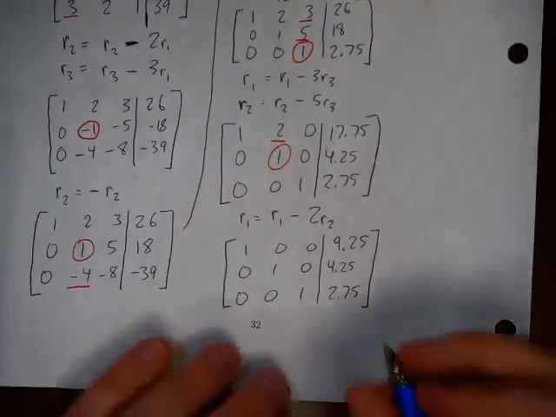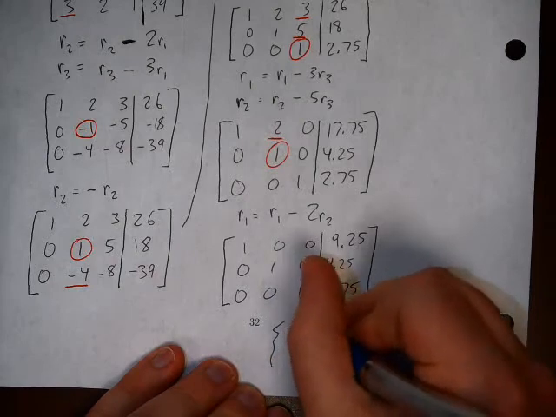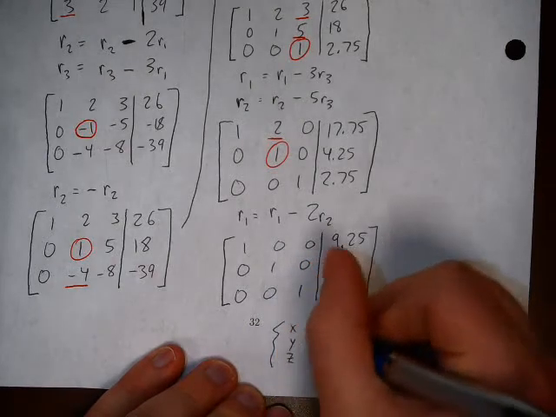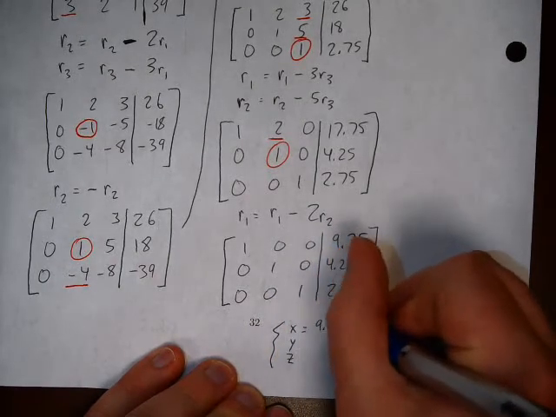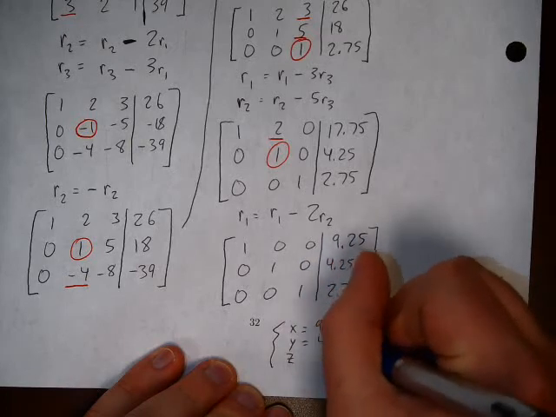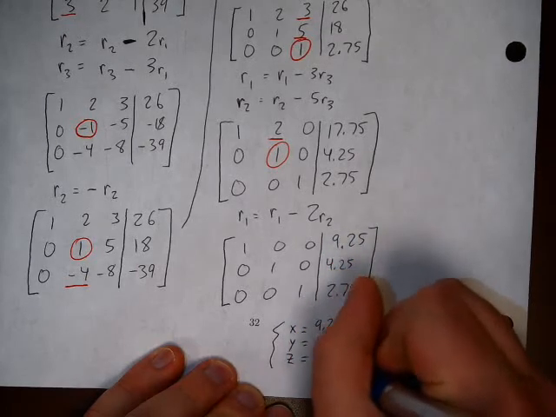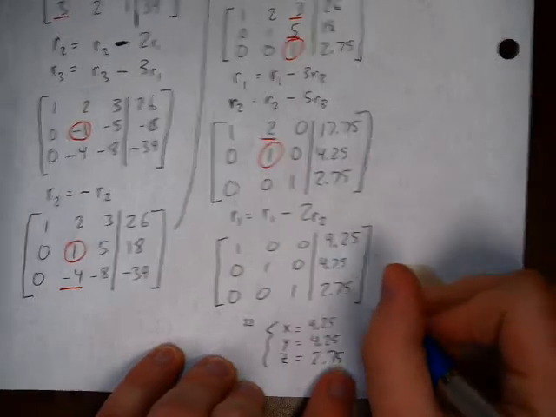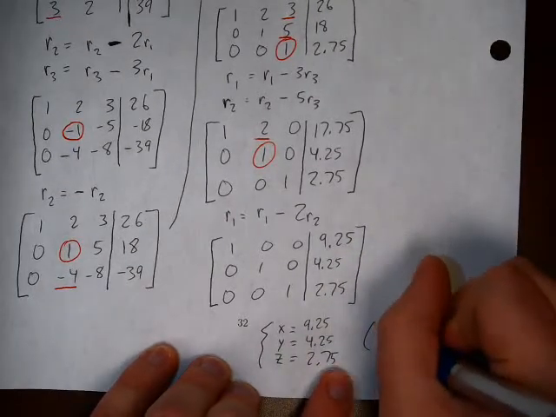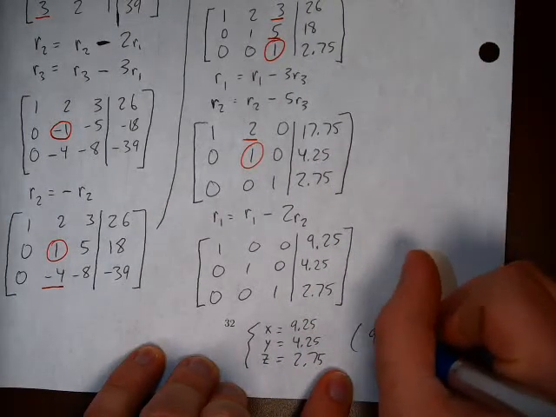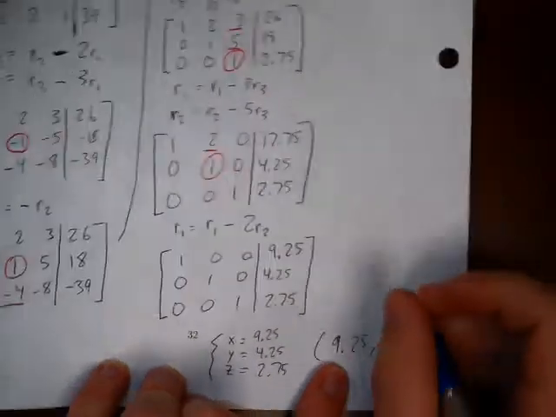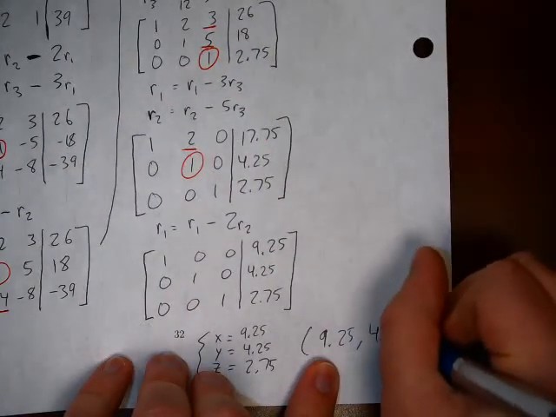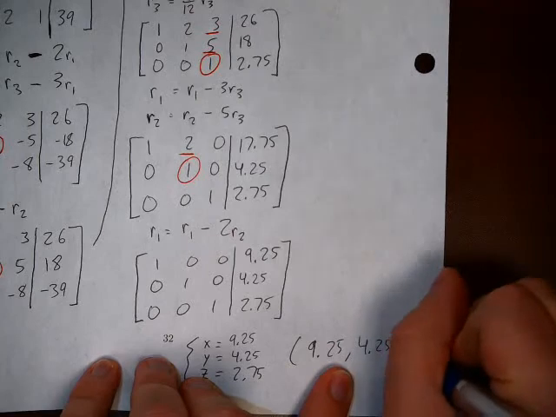And so reading off our solution set, we get x equals 9.25, y equals 4.25, and z equals 2.75. And so our solution would be 9.25, 4.25, 2.75.